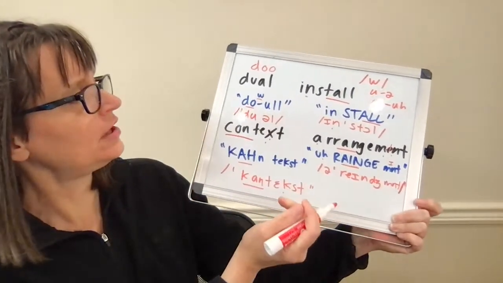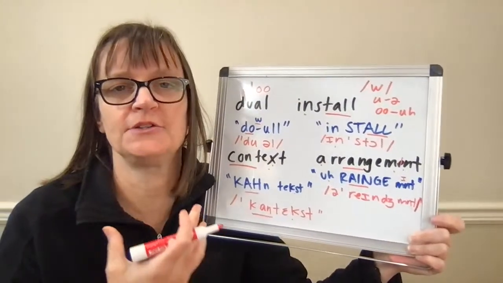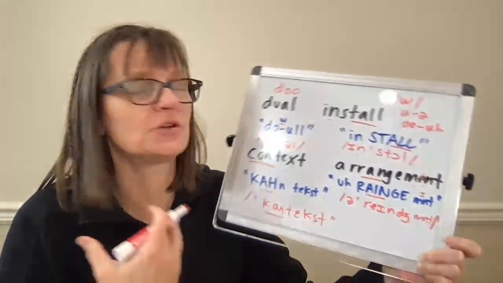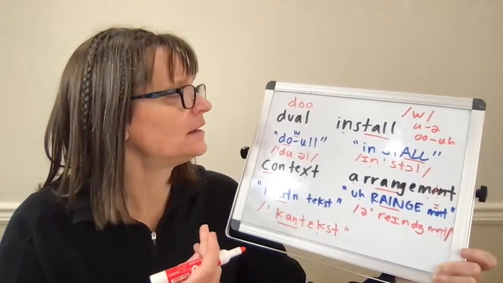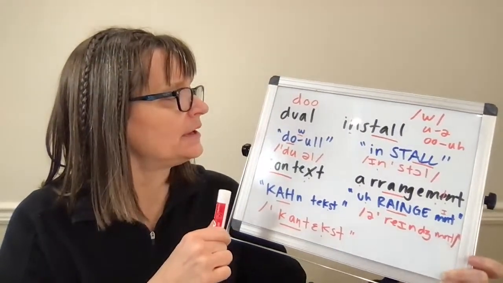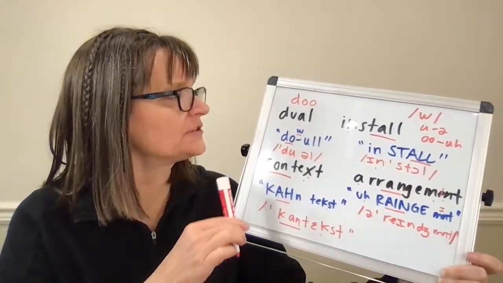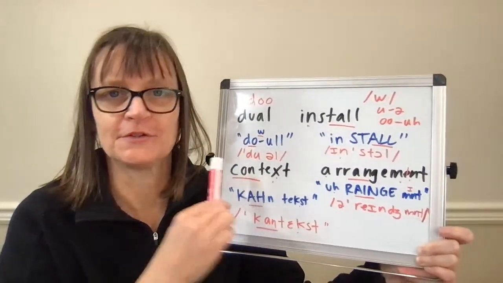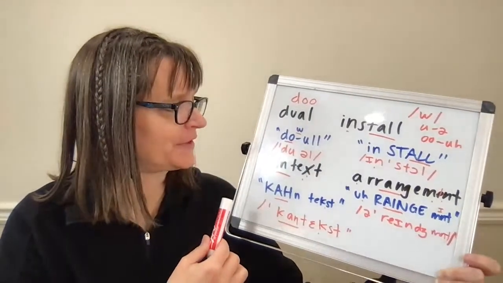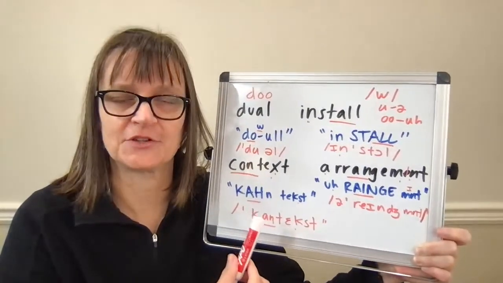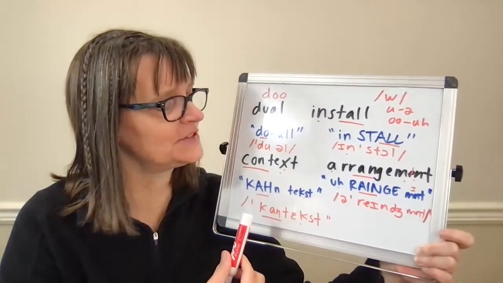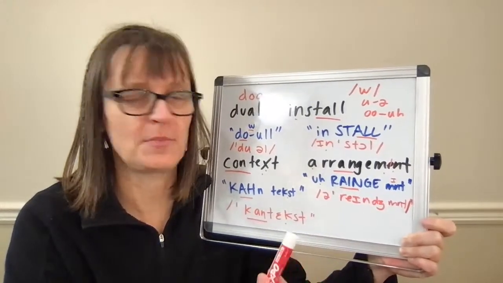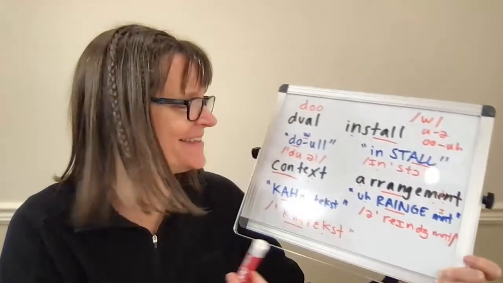Okay, so for all of these words, you do want to try to practice them in some short phrases so that you feel natural and smooth when you're speaking. So let's just try a couple. There was a dual range stove. We had to install a new stove. The context makes all the difference in what something means. And we had an arrangement to pick up the flower arrangement.